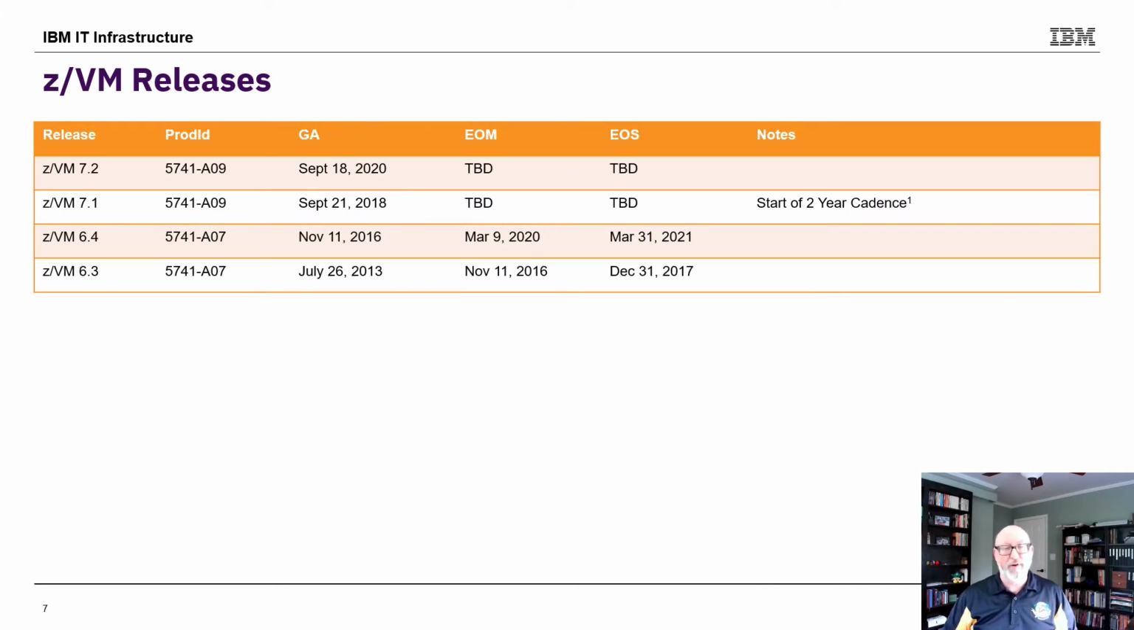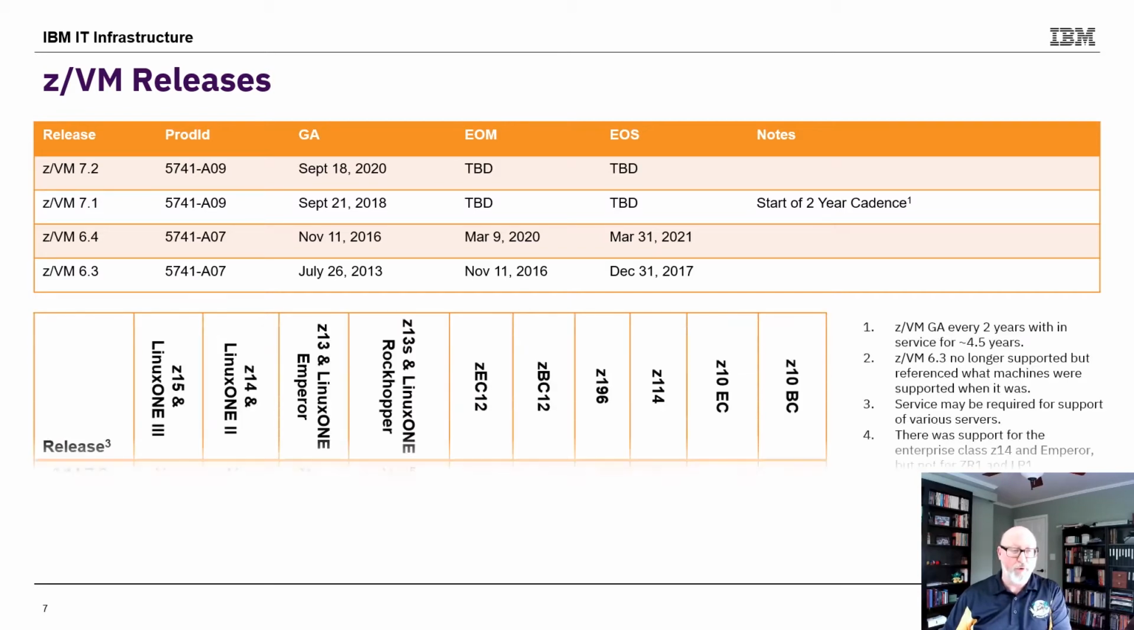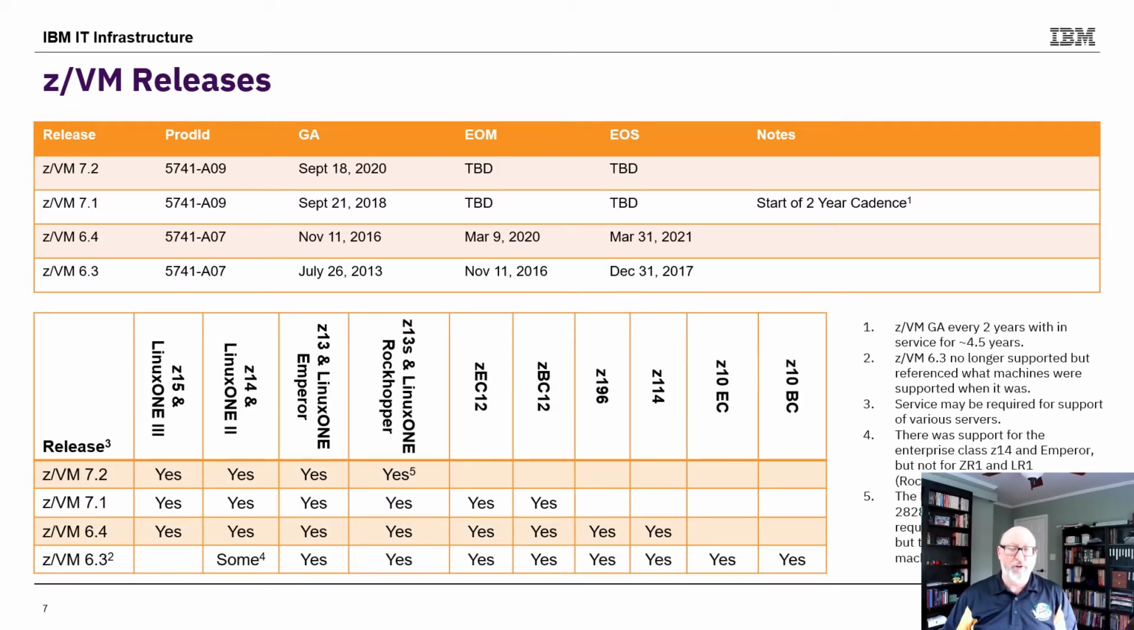So just a little bit of reference information for you. Again, of the releases that are out there, 2 of them are currently in support. Others have gone out of support. And then some reference material on what machines we support with what releases of VM. You can see that architectural level set changing with almost every release.